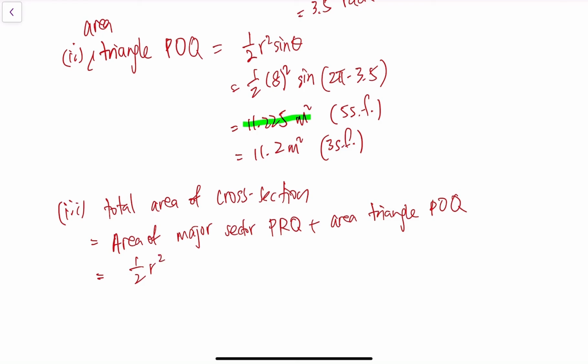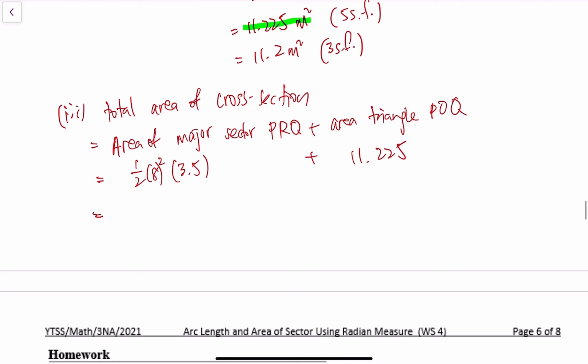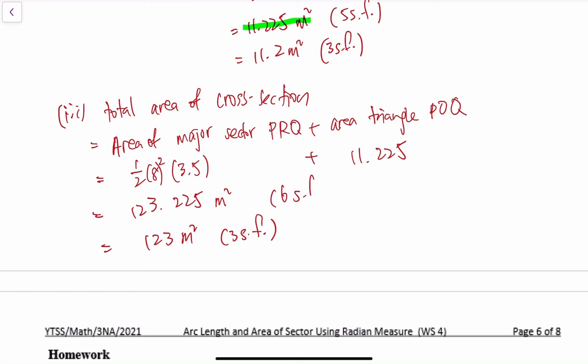So this is the formula. Major sector, half r squared theta. I can fill in the r: half, 8 squared, theta, we calculated as 3.5, plus area of triangle, where we use the 5 SF value. And then when we calculate, we get 123.225 meters square. And the final answer is 123 meters square, 3 significant figures. This is 6 SF. And I get my answer.